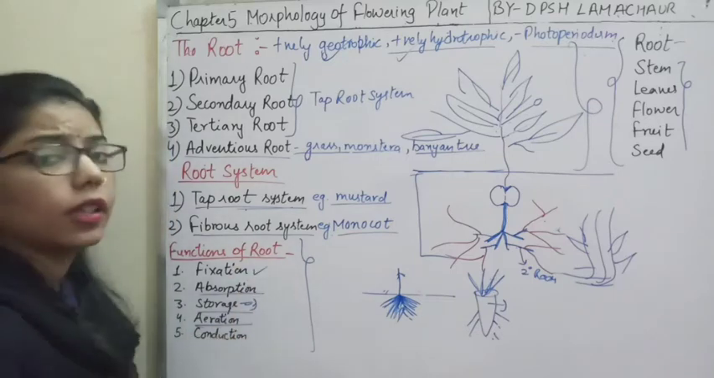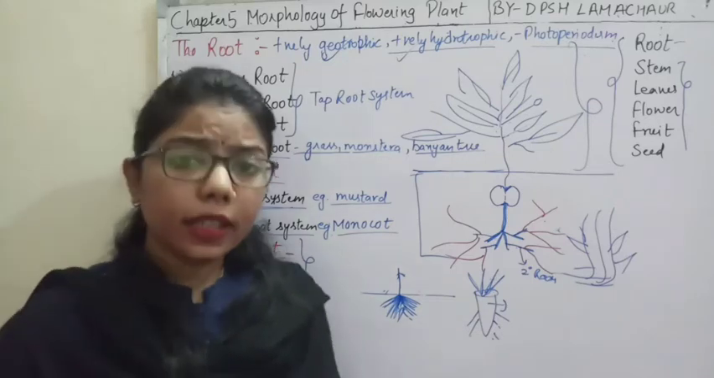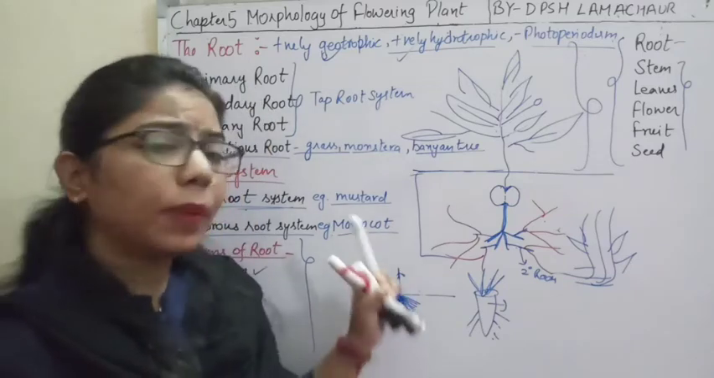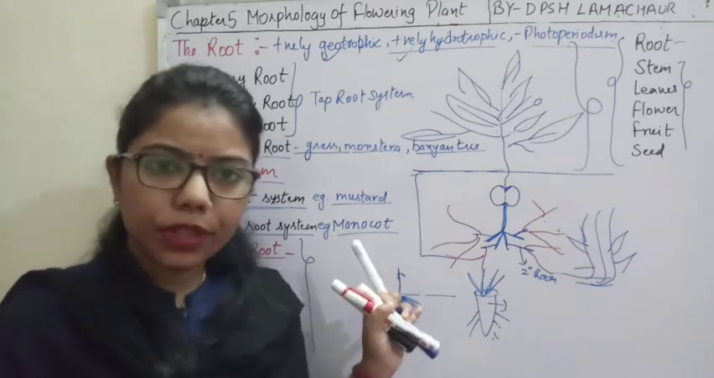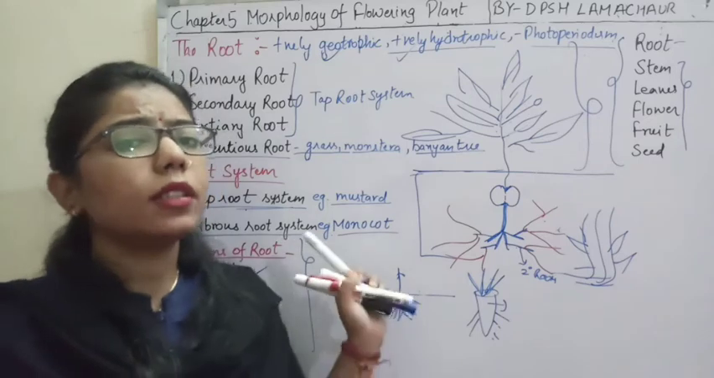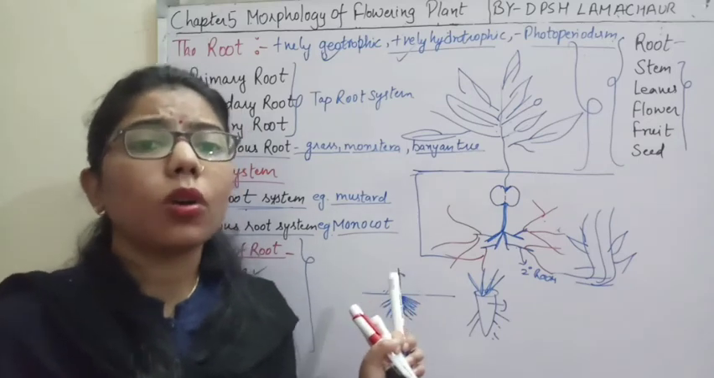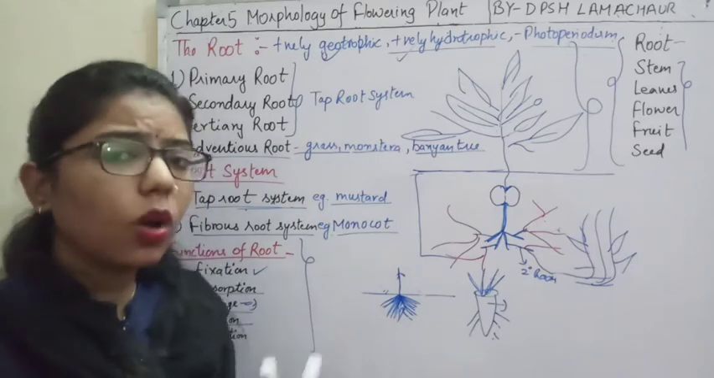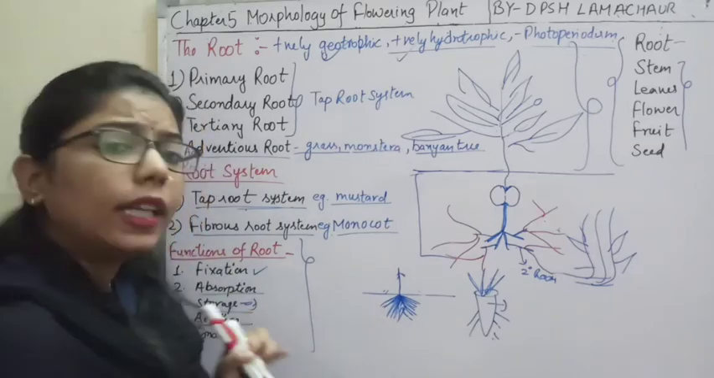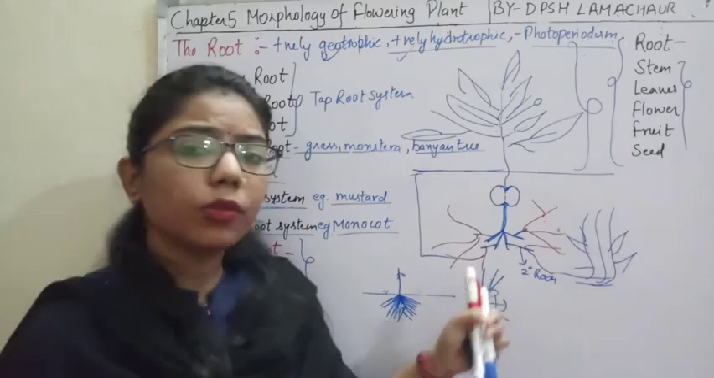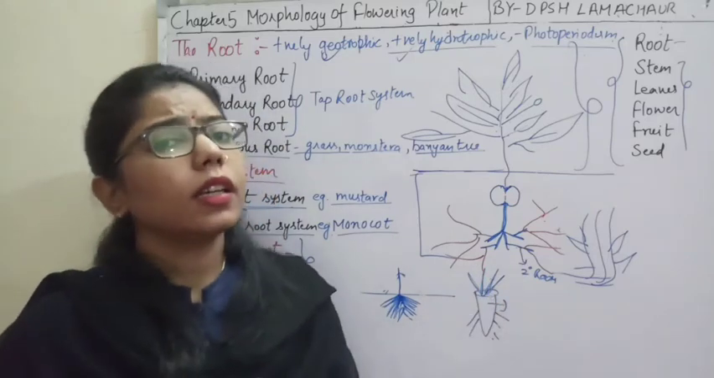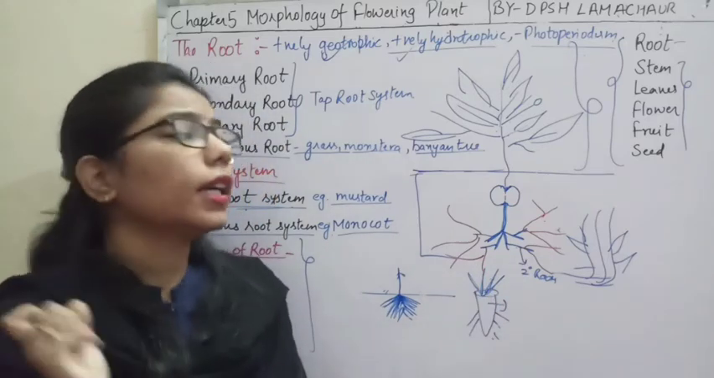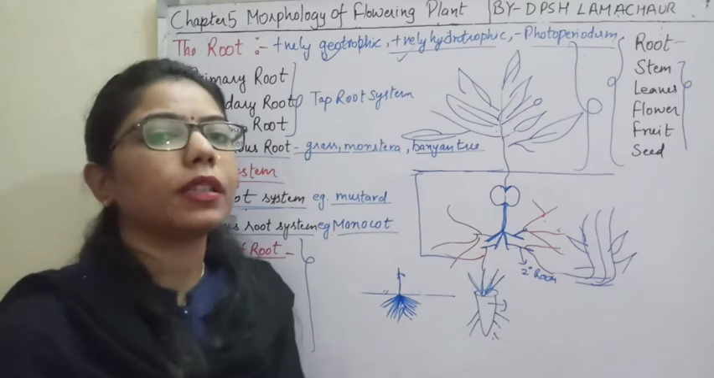Then aeration. Aeration means to respire. We know that plants are also respiring. As we people are respiring, so plants are also respiring. So they need oxygen. Okay, at night what they are doing? They are taking the oxygen. So for that they need root. With the help of roots they are taking the gases from the environment. One of the best examples is what?